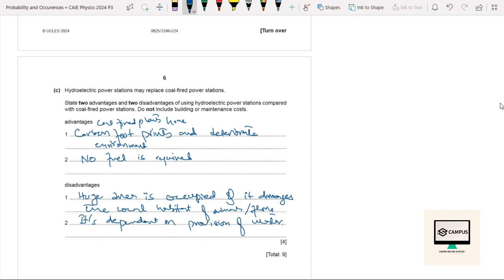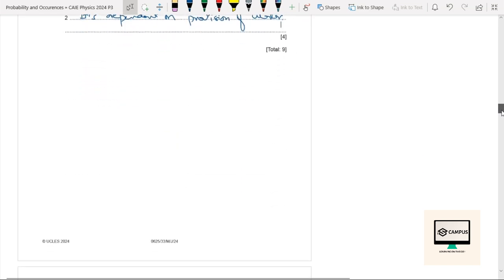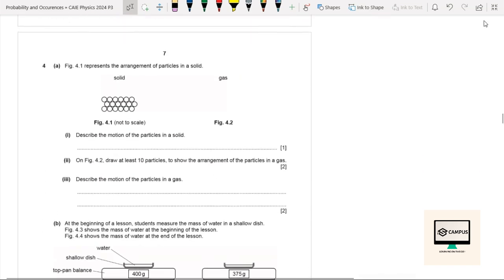So that's it for advantages and disadvantages. And I think that's question number three. Yeah. All right, moving on. Let's have a look at question number four.